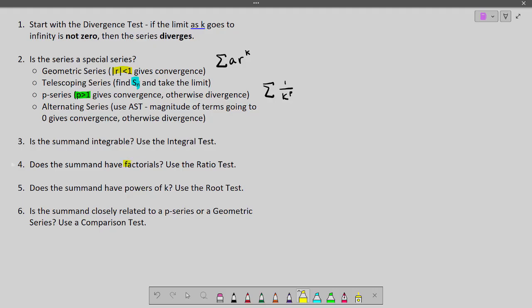The ratio test primarily when we see a factorial, we jump immediately to ratio. And similarly, if we see powers of k, we immediately jump to the root test.